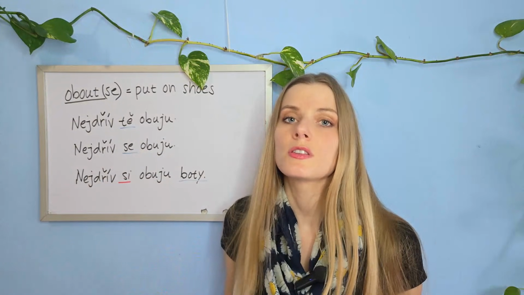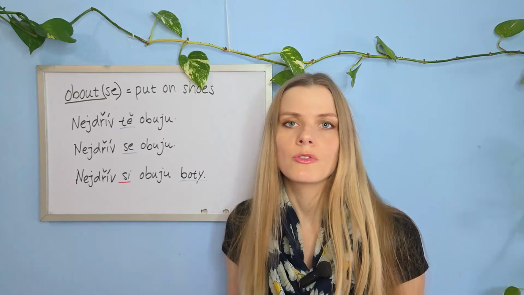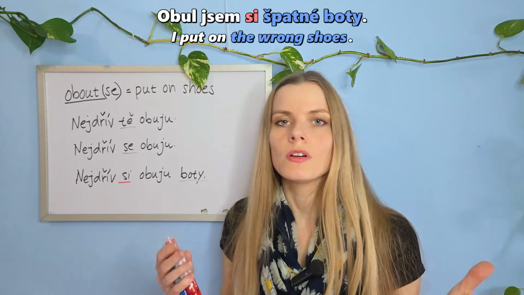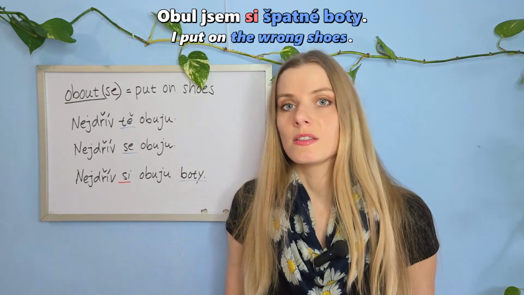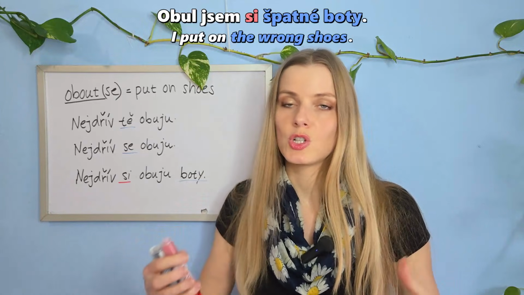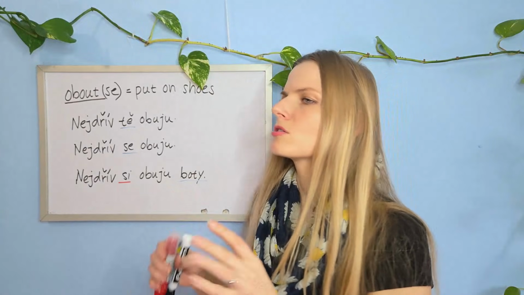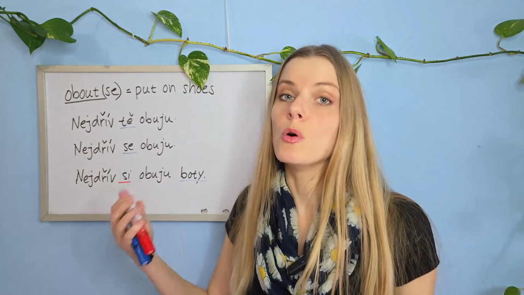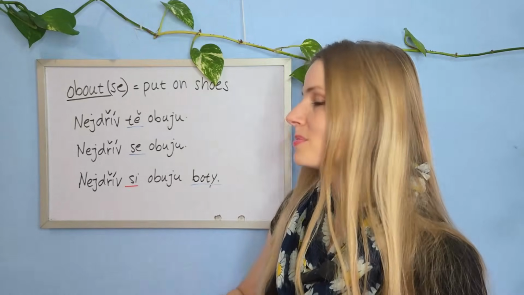Or for example, if you said, I put on the wrong shoes, it would be obul jsem si špatné boty. In that case, it would be necessary to actually say boty, špatné boty. But people say this as well. It doesn't mean that it's wrong. It's just a little redundant because obout already means that you put on shoes. How do you like that verb?